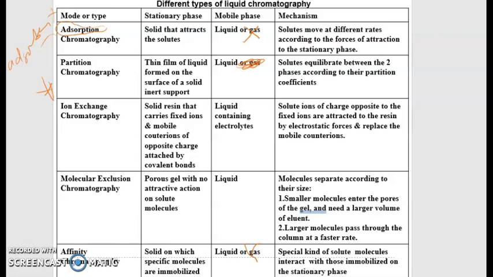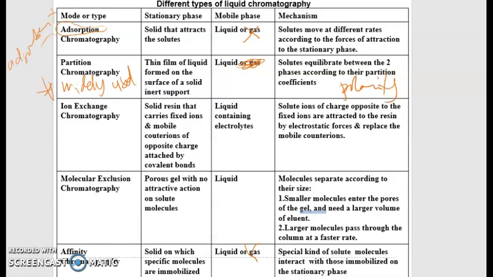Solute moves at different rates according to the forces of attraction to the stationary phase. For partition, thin film, this is the most widely used liquid chromatography. Okay, so the stationary phase is thin film or liquid forms on the support, on the solid inert support. Your mobile phase, of course, liquid. So the solute will equilibrate between two phases according to the partition coefficient. So this one is according to the polarity.